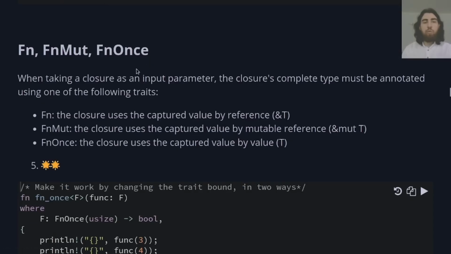So let's see Fn, FnMut, FnOnce. When taking a closure as an input parameter, the closure's complete type must be annotated using one of the following traits. Fn, the closure uses the captured value by reference. FnMut, the closure uses the captured value by mutable reference. FnOnce, the closure uses the captured value by value, basically taking ownership.